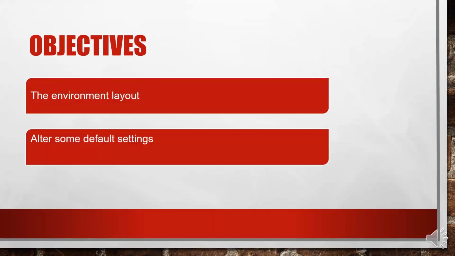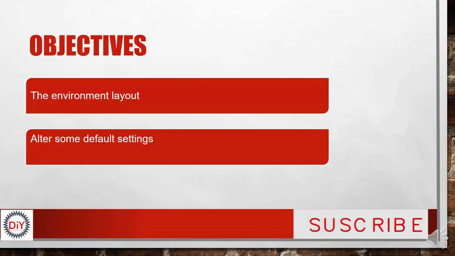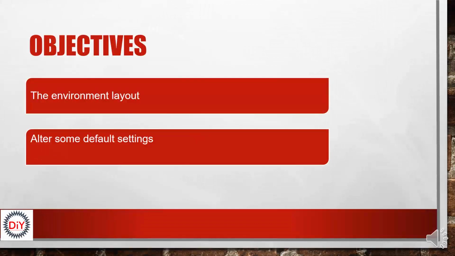So as I said, the things we are going to be looking through are the environmental layout of CodeBlocks and how we can alter some default settings. We already see how our workspace used to display after we have created a project. We are going to see how we can change this to our preference and our own liking. We are going to now dive into the video demonstration.